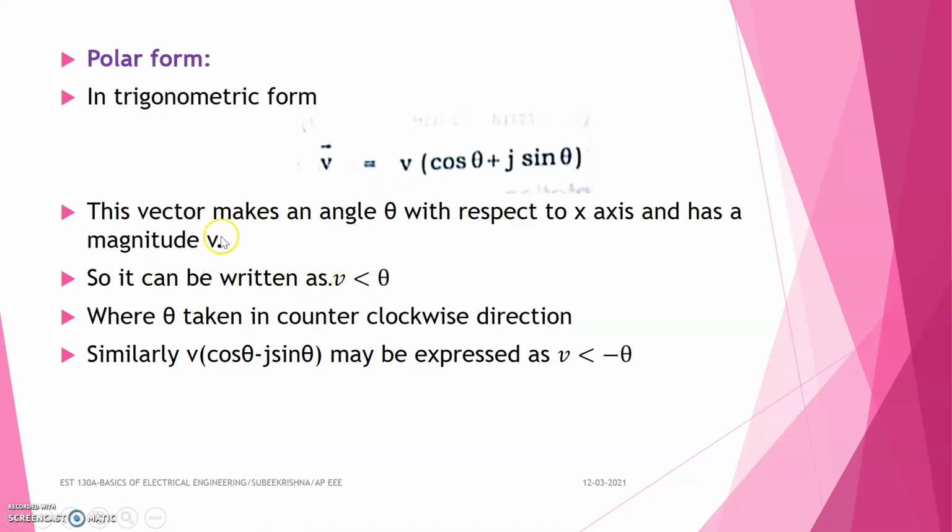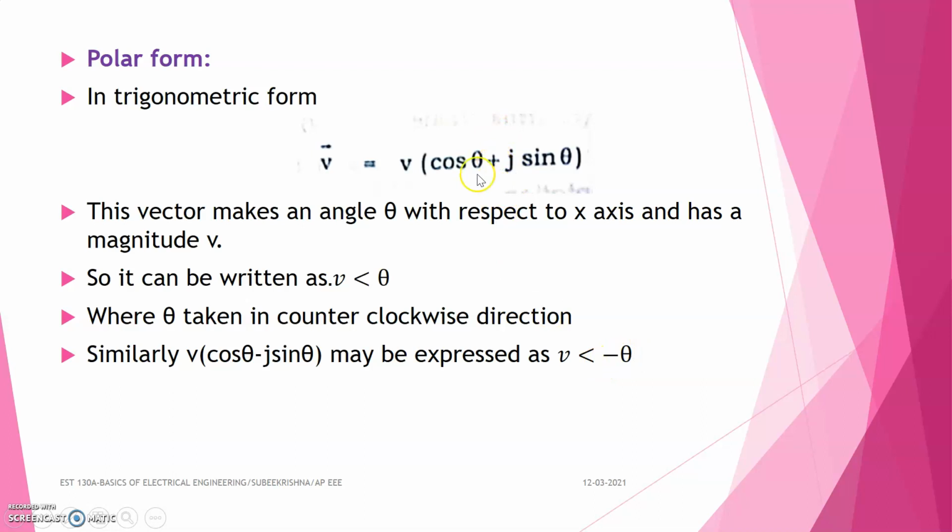So here the magnitude of the vector can be taken as V, and the angle is theta. So we can represent the value like V angle theta, where theta is taken in the counterclockwise direction. Similarly, V cos theta minus j sin theta. When the equation becomes V into cos theta minus j sin theta, then the value of this vector in polar form is written like V angle minus theta.